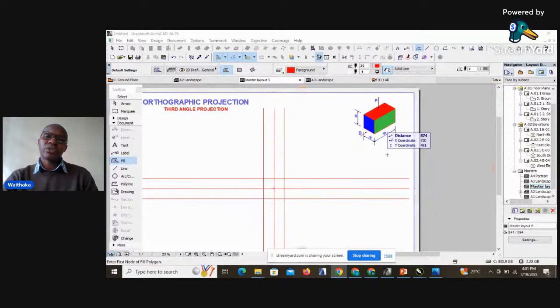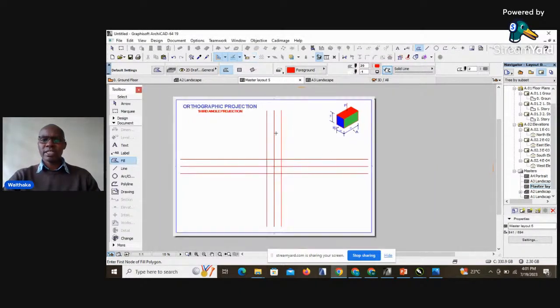So therefore, in third angle, we've demonstrated and said that the end view from the left will always remain to the left of the front view. And the end view from the right hand side will always be projected to the right hand side of the front view. And the plan in third angle projection is projected above the front view.